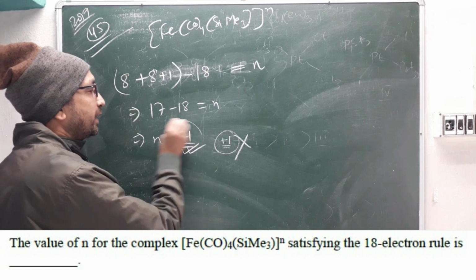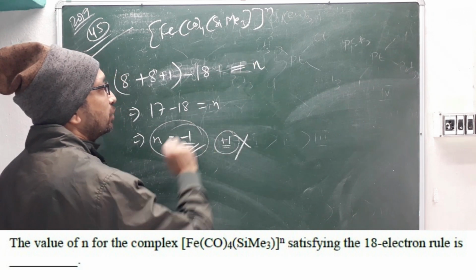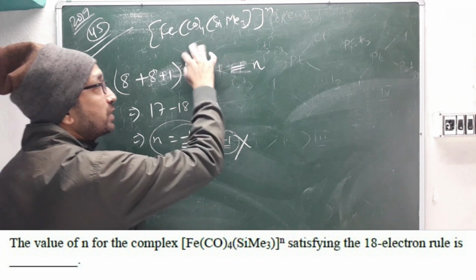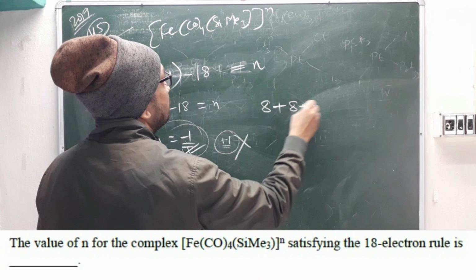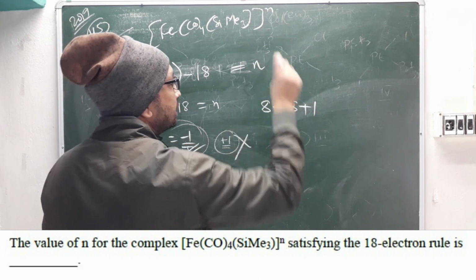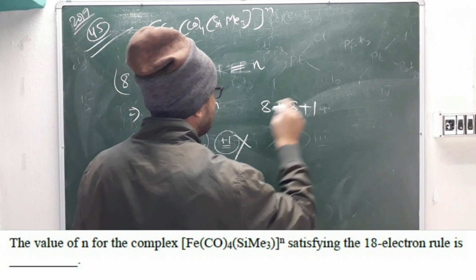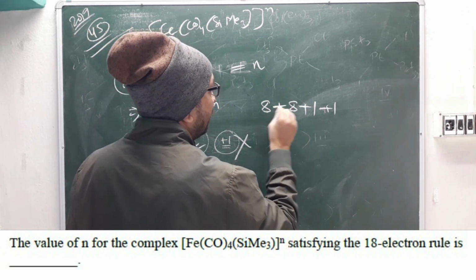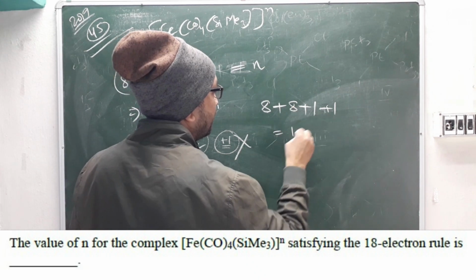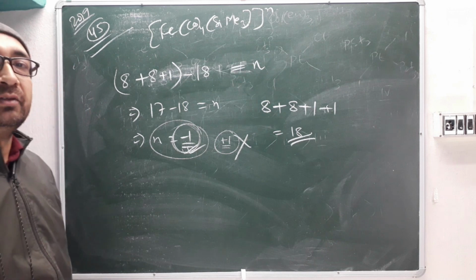And after calculating, if you are not sure whether it's a correct answer or not, just, minus 1 came here, so just see whether now it is following the 18 electron rule or not. So just put 8 plus 1, and this one came minus 1, right? So this minus 1 you have to add up here, right? So 8, 16, 17 and 1, 18. So now it is completed. So here it will be minus 1. Your answer will be minus 1, correct?